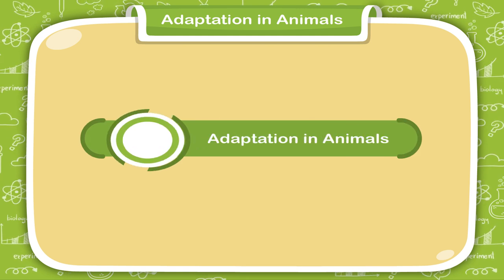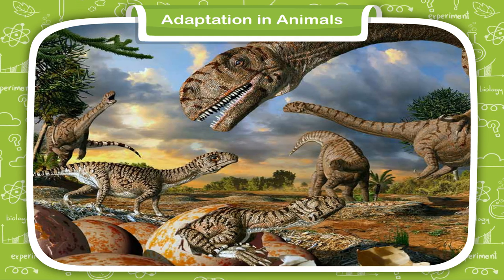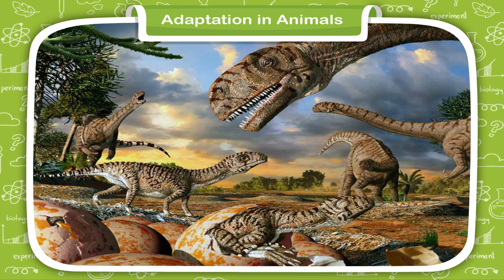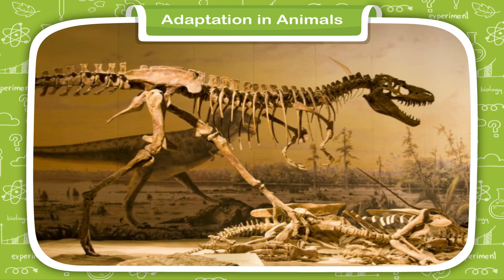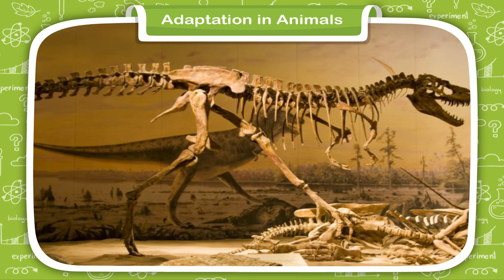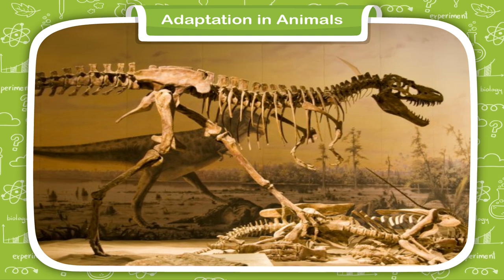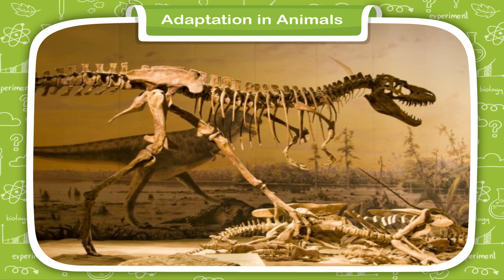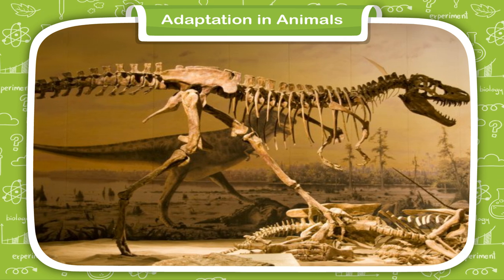Adaptation in animals. Have you heard of dinosaurs? They lived on the earth long time ago. Then they died due to sudden changes in the climate of the earth. The earth's climate changed so quickly that dinosaurs were unable to adapt to the changed climate.